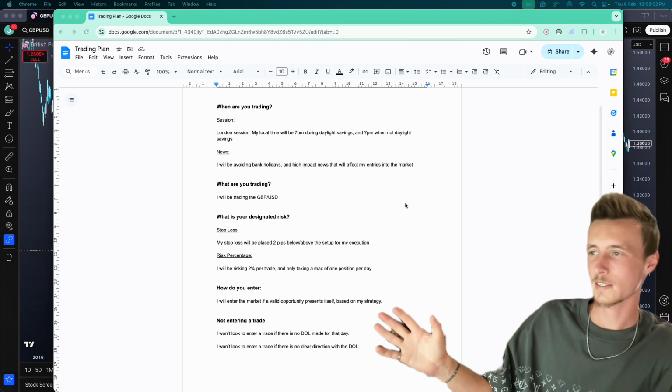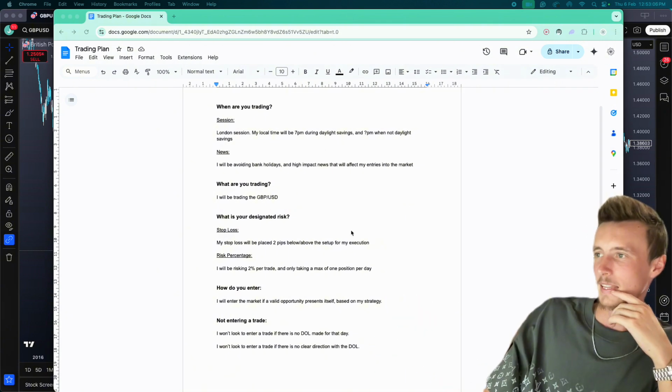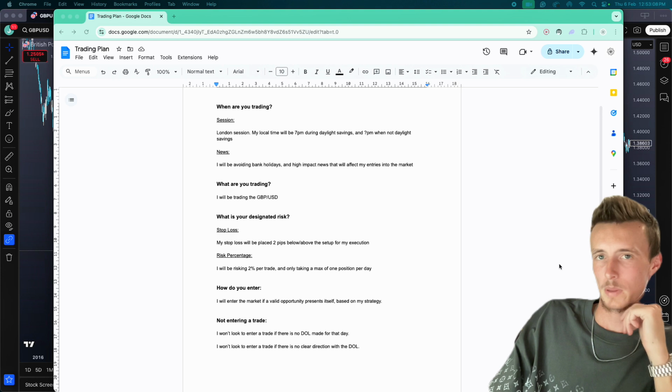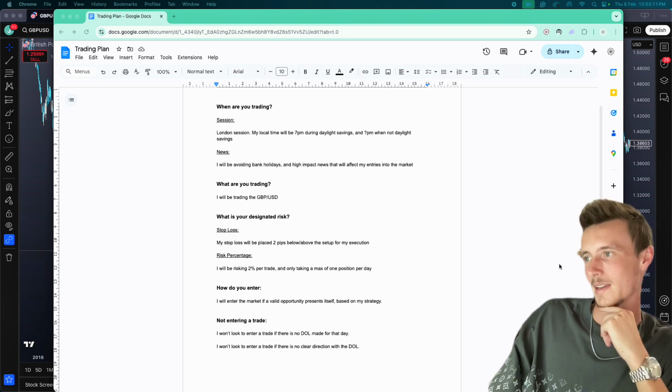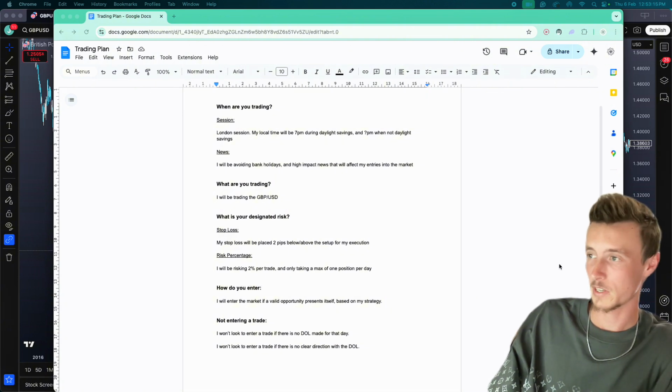You can make it look a lot nicer. I don't really care what mine looks like, to be honest, but this is just a good example of a trading plan that you should be putting into place, writing your own rules, and making sure that we follow them each and every single day.